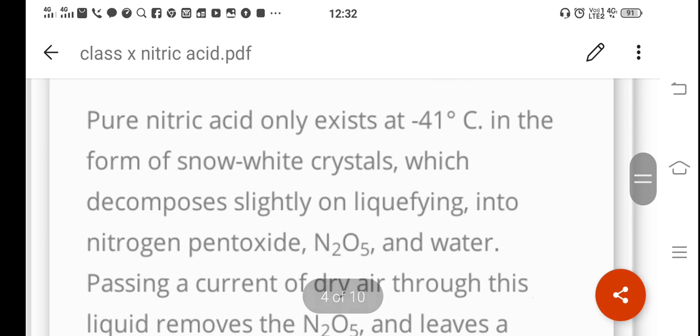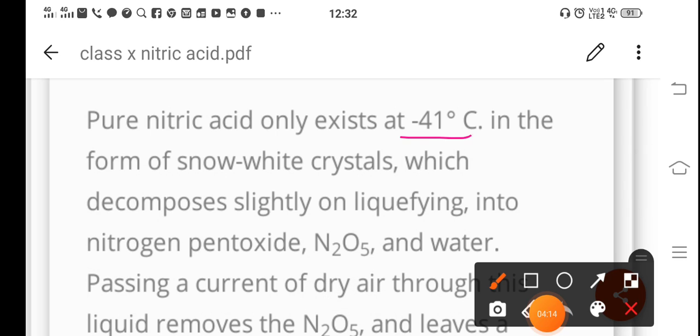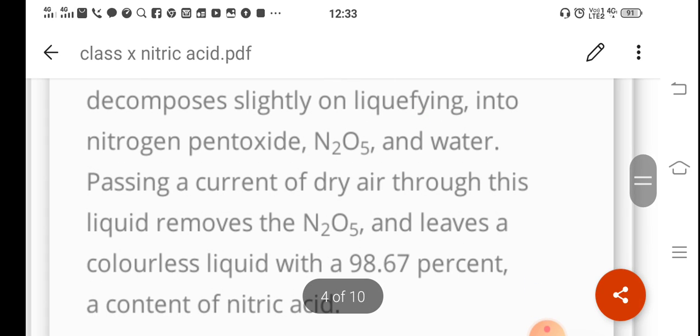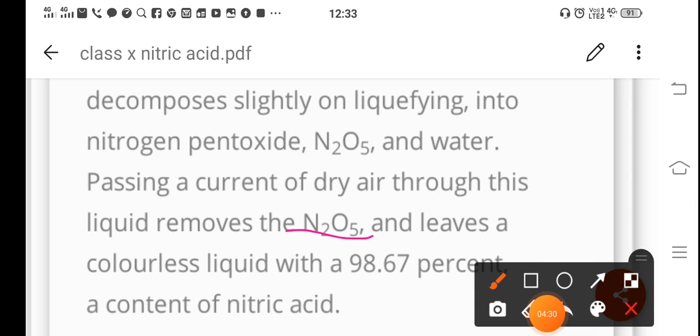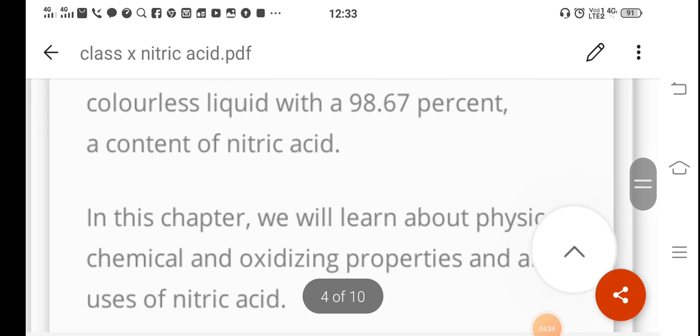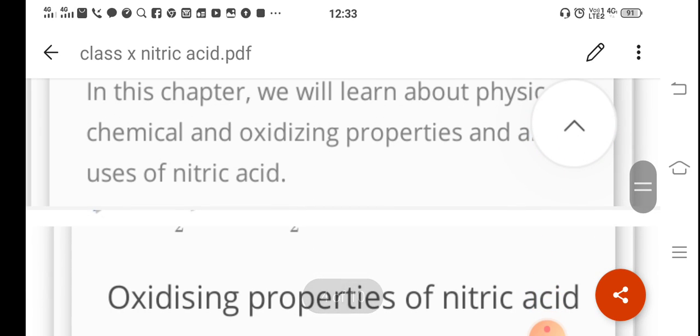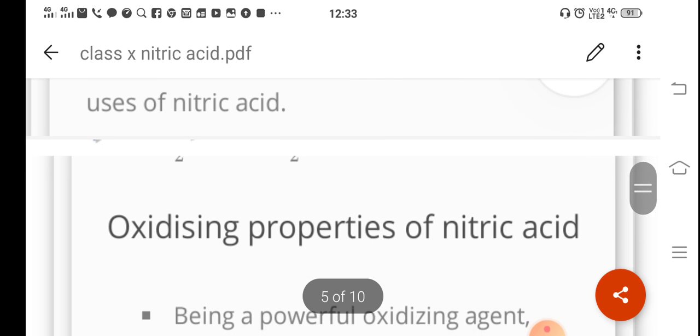Pure nitric acid exists only at minus 41 degrees Celsius in the form of snow white crystals, which decompose on liquefying into nitrogen pentoxide and water. Passing a current of dry air through this liquid removes the nitrogen pentoxide and leaves a colorless liquid with 98% nitric acid content. Further, the physical and chemical properties of nitric acid will be discussed.